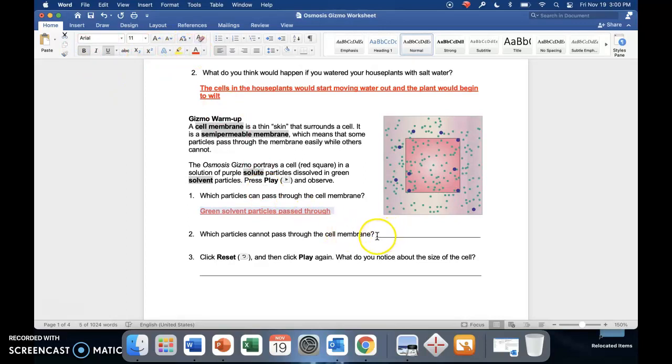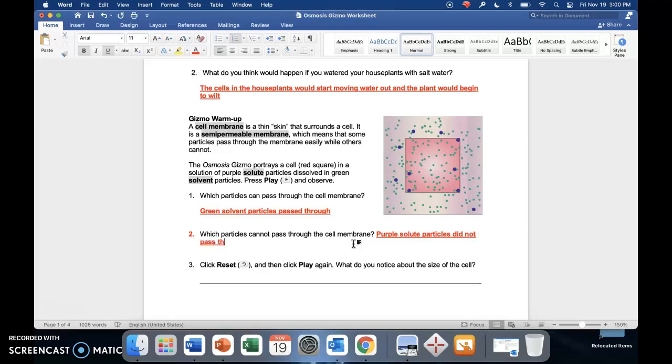So which particles could not pass through? If you pay close attention there, you realized that the purple solute particles would not pass through. Did not pass through.